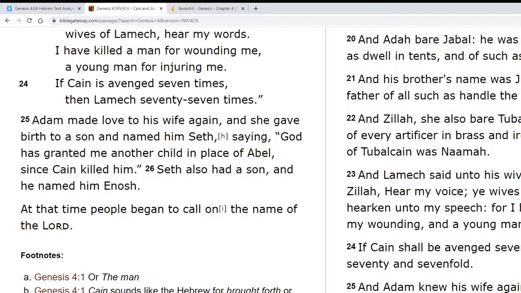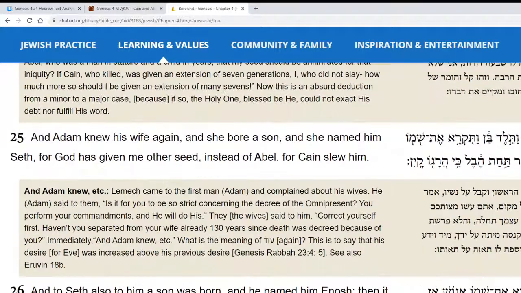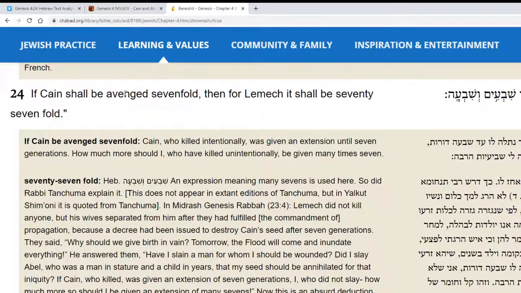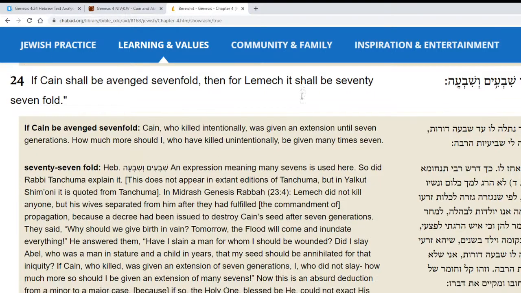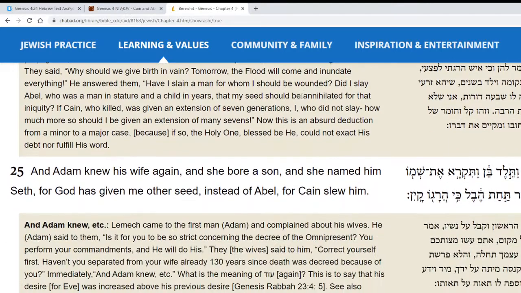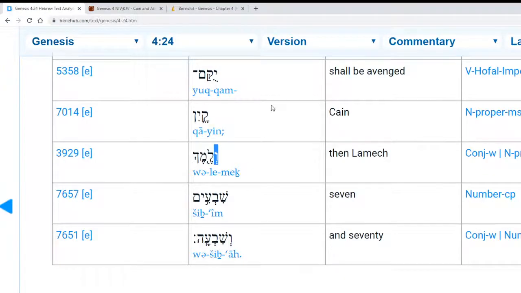King James, verse 24. If Cain shall be avenged sevenfold, truly Lamech seventy and sevenfold. And let's see, NIV, if Cain is avenged seven times, then Lamech seventy-seven times. That's the literal. Let's see, verse 24, if Cain be avenged sevenfold, then for Lamech it shall be seventy-sevenfold. Right? And there's a Rashi explaining that, which you can read by yourself. Okay.